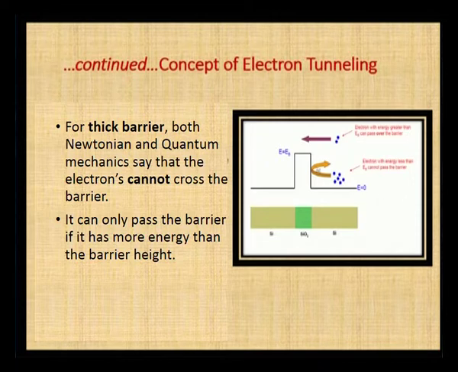because to cross this barrier the electron needs energy E equal to EB. If the energy of the electron is more than EB, only then can it cross the barrier. It can only pass the barrier if it has more energy than the barrier height. So, we need more energy for the electron to cross this barrier. That is what we are observing from this figure.